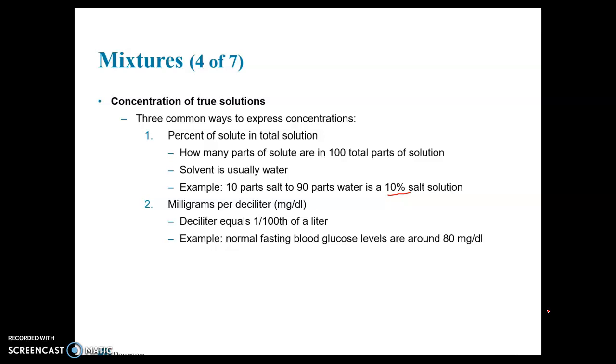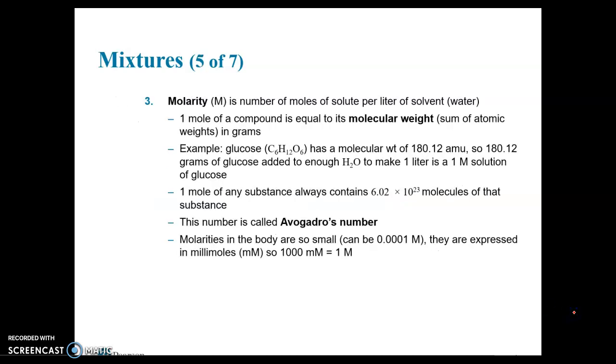But anyway, the 80 stands for milligrams of glucose per deciliter of blood plasma, which is, the solvent is actually water in the blood plasma. So 80 milligrams of glucose in a deciliter of water is what that 80 means, okay? So these are two ways you can represent the concentration of solutions.